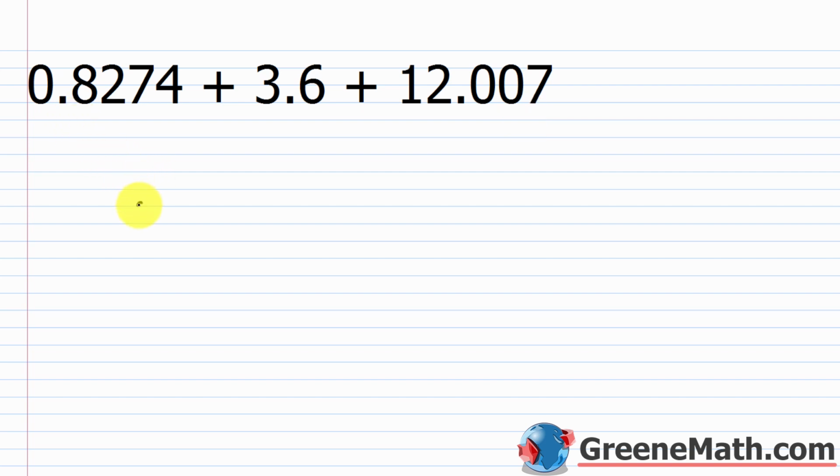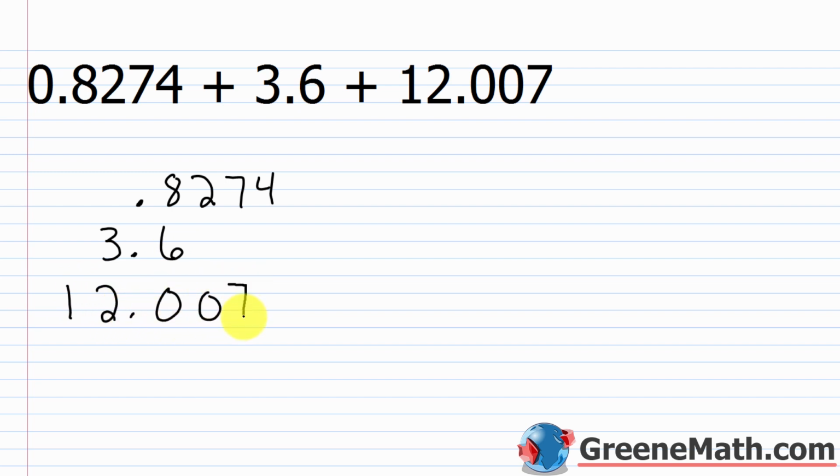So I'm going to put 0.8274. I'm going to put 3.6. And then I'm going to have 12.007. Now, this is one of the situations where you might want to put some zeros in so that you have the same number of digits for everything after the decimal point. So I can put 3 zeros in here and a 0 here. Again, I'm not changing the value of the number.